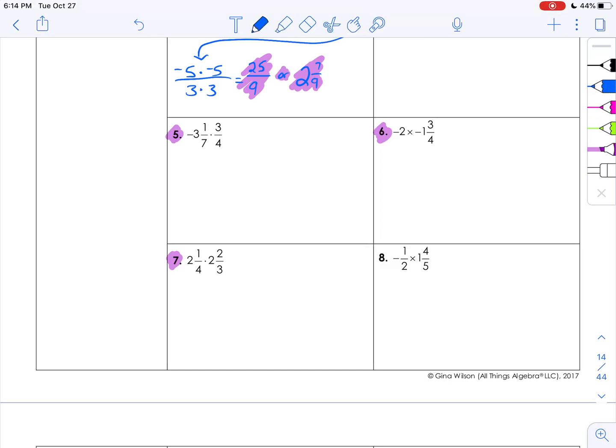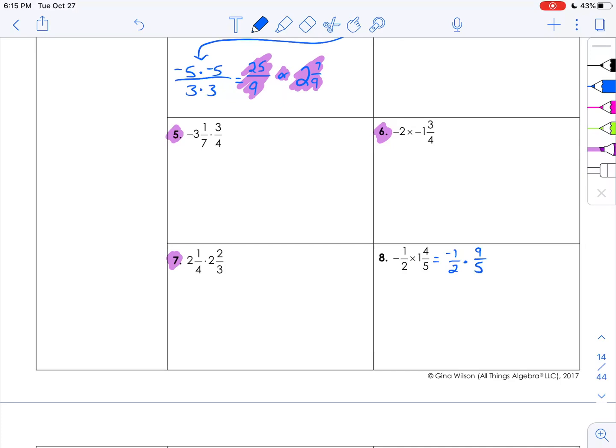Number 8. First, we want to make sure that all of our fractions are proper or improper fractions. And as you can see, the second fraction needs to be rewritten. Our first fraction is going to stay negative 1/2 times 1 4/5 as an improper fraction is 9/5.